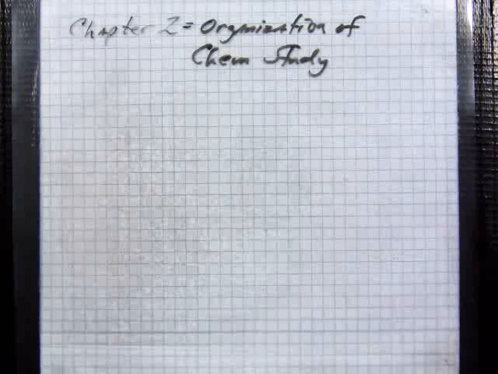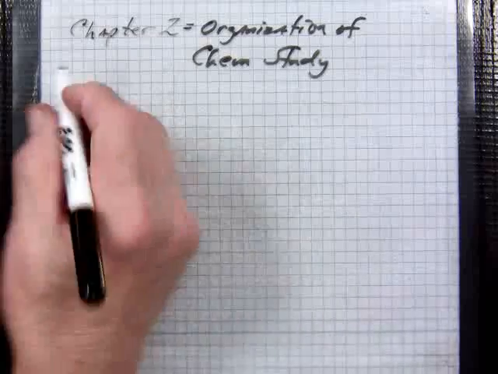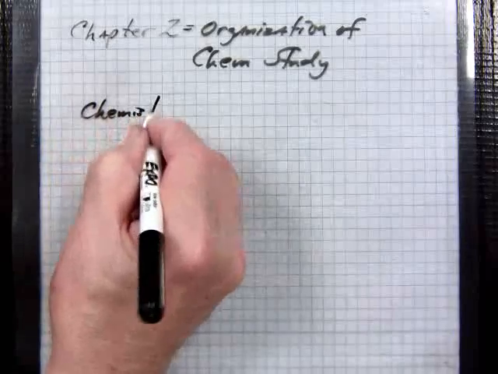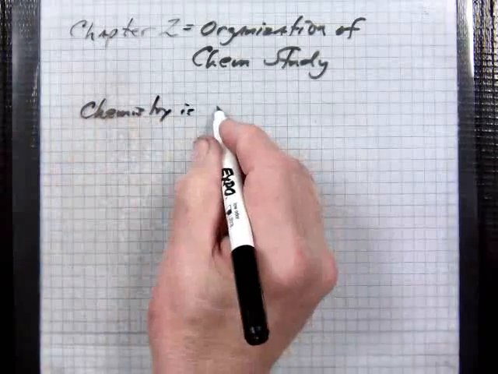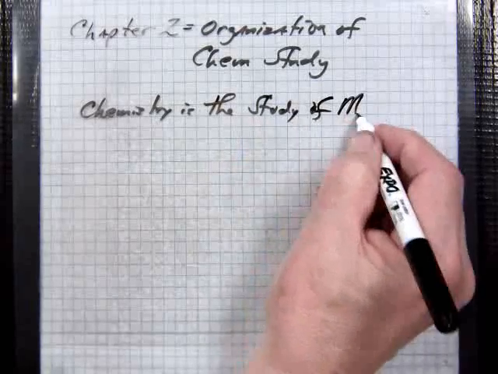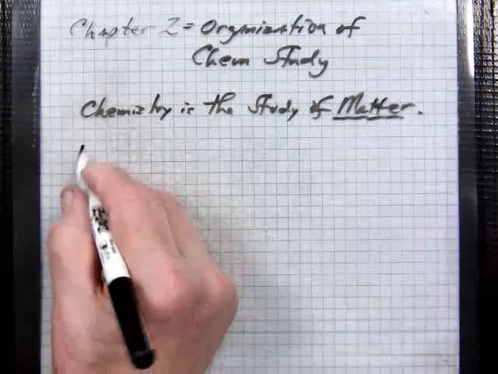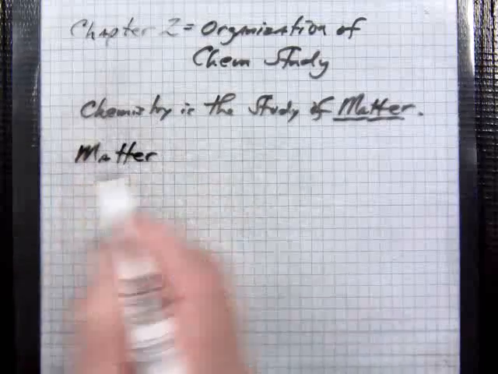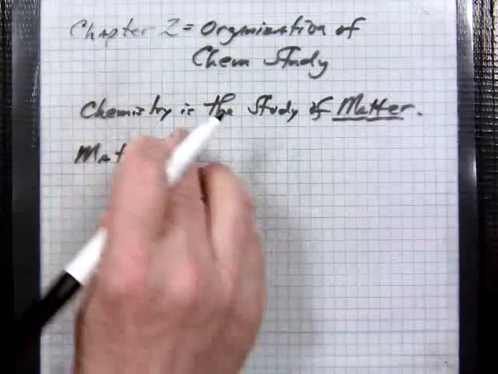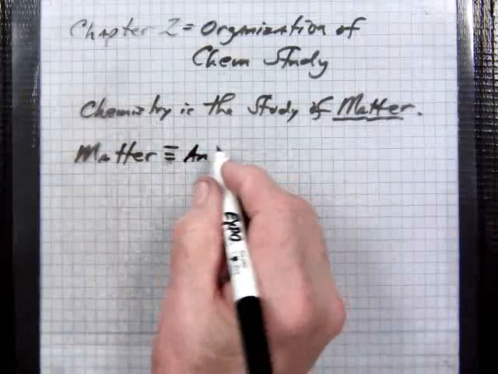Chapter 2 begins the organization of chemical study, as you can read as well as I can. But the idea is, how do we study such a complex system? Basically, chemistry is the study of matter. Matter, as many of you know, is by definition anything having weight and occupying space.